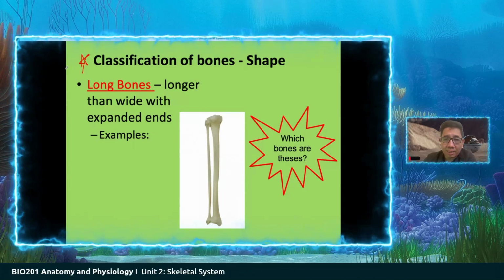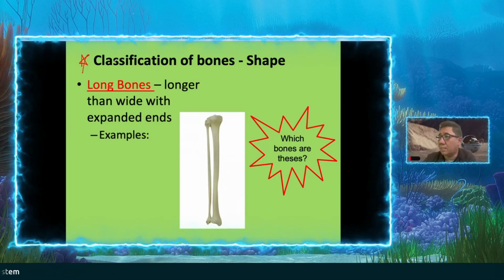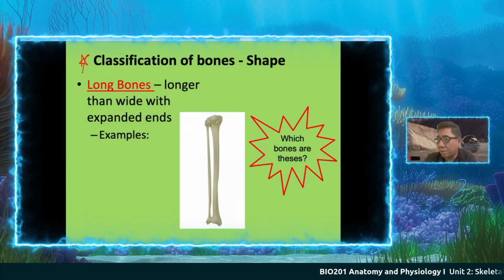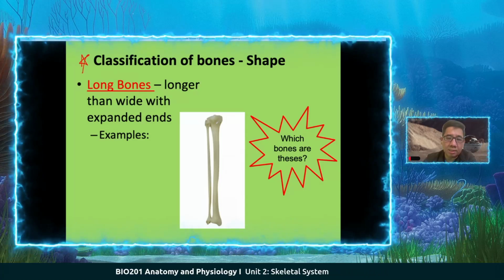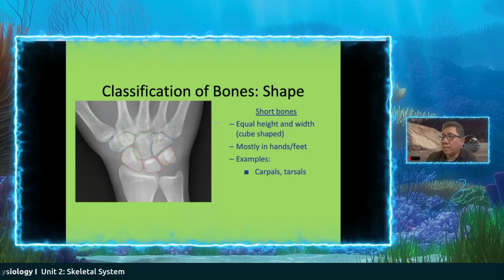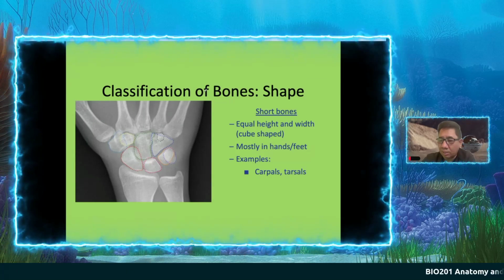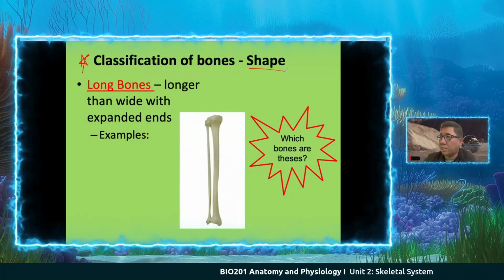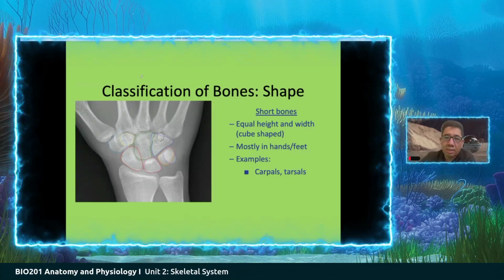Long bone is pretty easy, right? Long bones are anything that's long like this. So you have your humerus, your tibia, fibula, your ulna and radius. All of these are long bones. Then you have short bone as well. This is classification based on the shape. So you have the long bones and short bones.